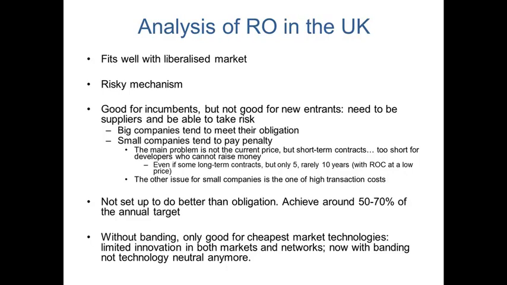A brief analysis of the renewable obligation system in the UK. Well, it's a system which fits well with a liberalized market where you have competition. It's a risky mechanism, so it's good for incumbents but not good for new entrants. So competition, but actually not so much competition, because you need to be a big supplier to be able to take risk. Only big companies tend to meet their obligation and invest in renewable energy. Small companies tend to pay the penalty.